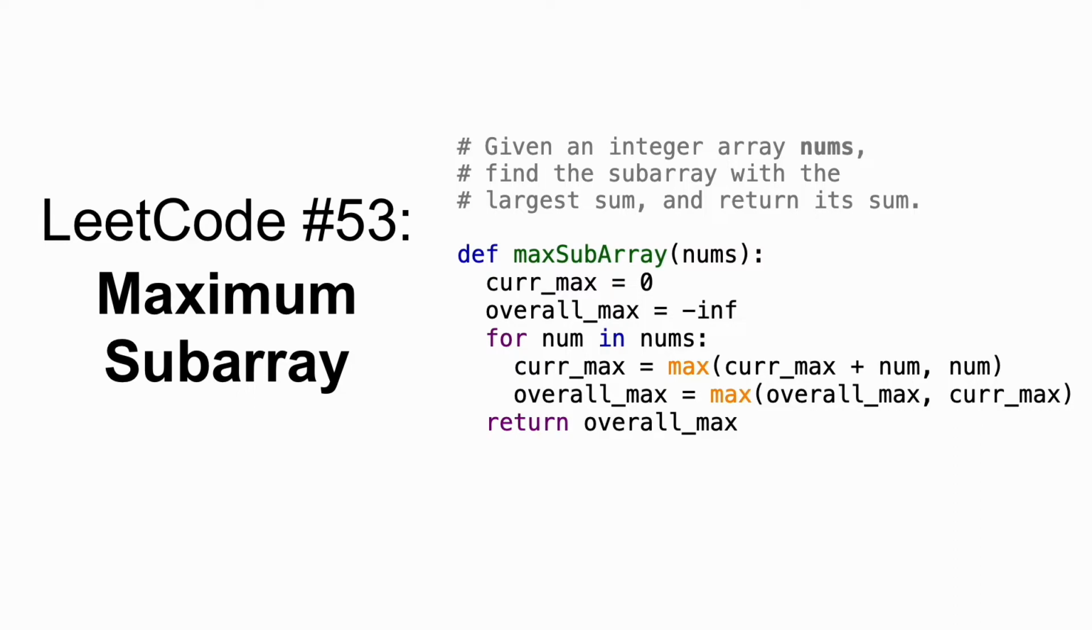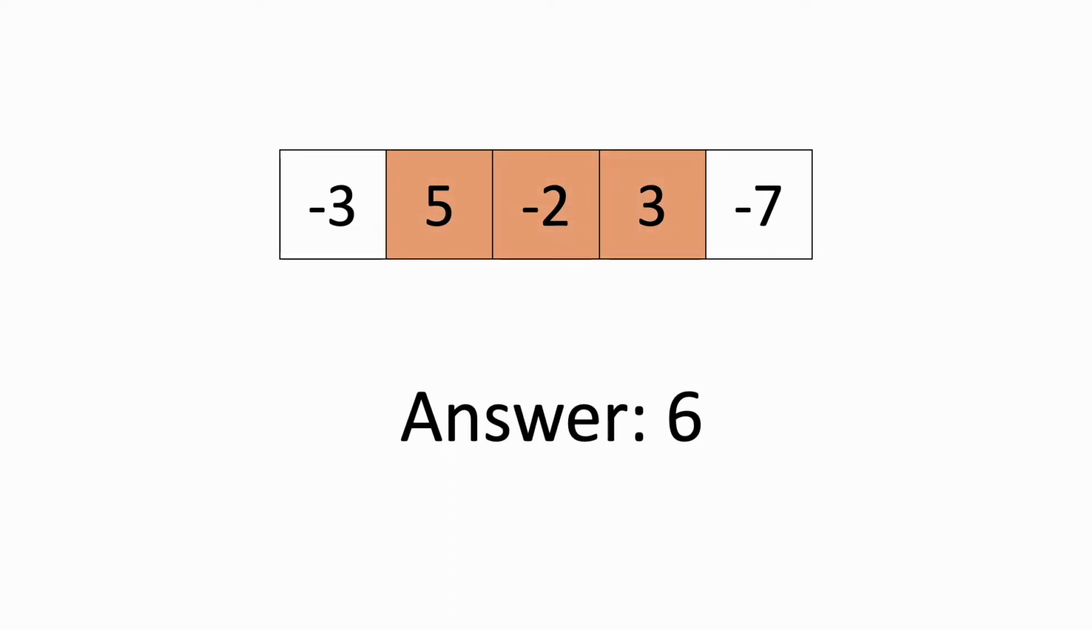Given an integer array nums, we need to find the subarray with the largest sum and return that sum. For example, let's say this is the given array. The answer would then be 6, since we could take this subarray and the sum is 5 minus 2 plus 3, which is 6. Notice that the subarray needs to be a contiguous slice of the original array.